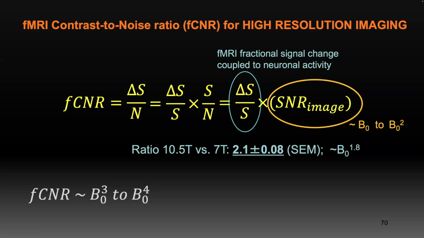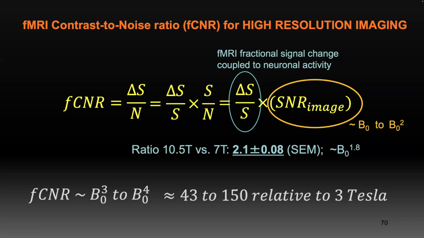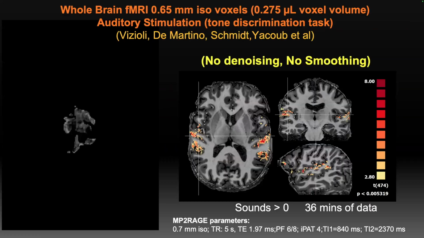Now, when you calculate that for 3 Tesla versus 10.5 Tesla, you get these gains: 43 versus 150, depending on whether we take B3 or B4. These are huge gains compared to 3 Tesla, which is what most of the fMRI world has done. Now, of course, you can say, well, you didn't take into account T1 effects and this effect, that effect. Fine. Let's throw away even 50% of that gain. You're still looking at a huge gain going to high magnetic fields.